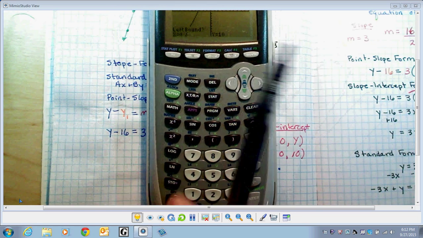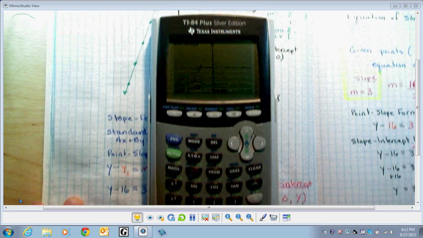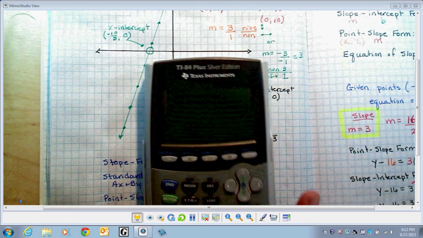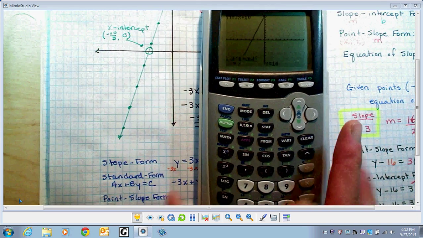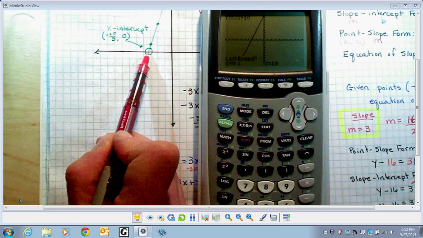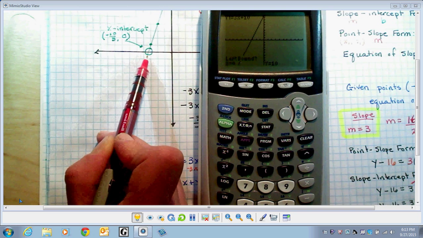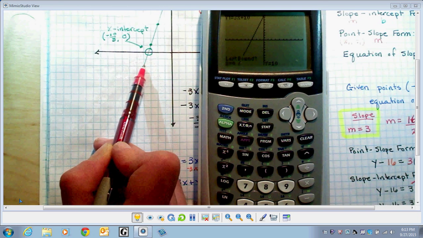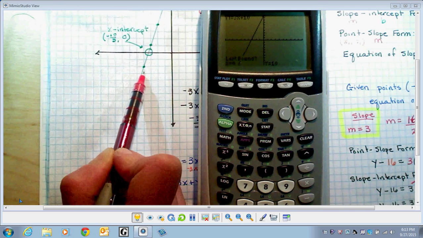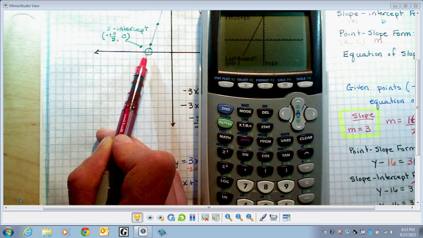It says left bound. So let's look back at the graph that I drew up here. Left bound. Left bound of what? I want to be left of the point that I'm interested in. So I want to be over on this side on my graph. So where am I if I'm to the left? That means I'm somewhere down here. Any of these places down here, I'm to the left of that point, correct?